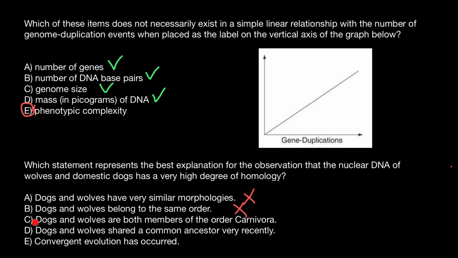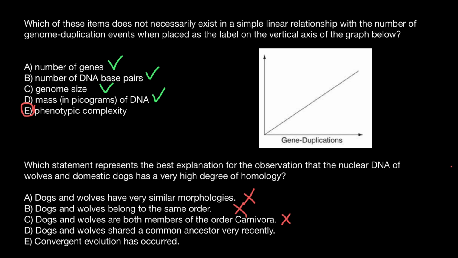Next statement C, dogs and wolves are both members of the same order Carnivora. Again, even if animals belong to the same order, it's not necessary that they also have a lot of similarities in their DNA, because this is a large, very diverse group.